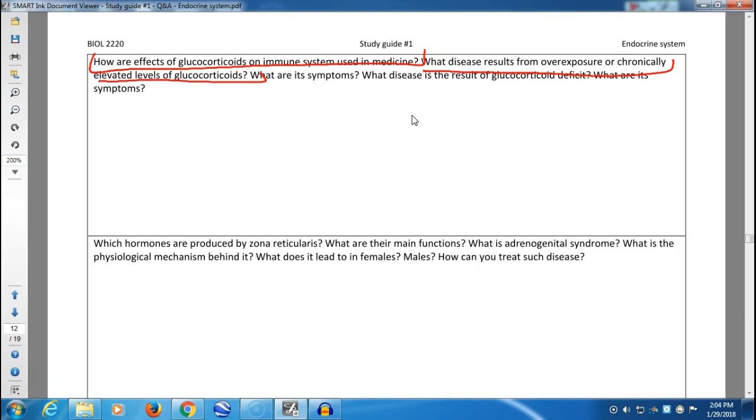Reticularis androgens, their main function in men is not known. In females, substitution for decreasing estrogen after the menopause.